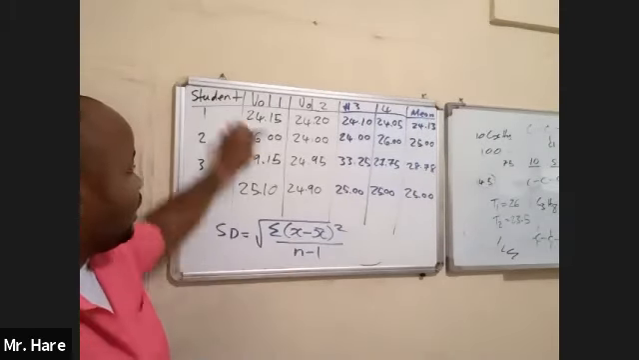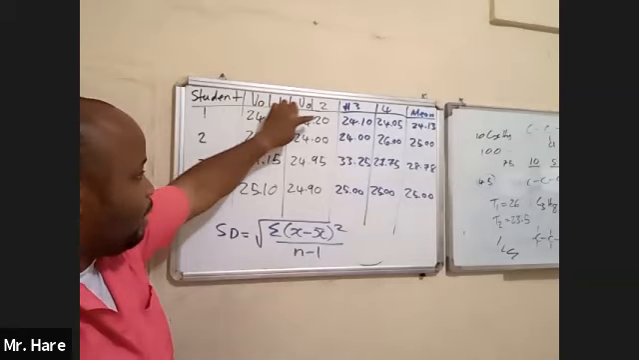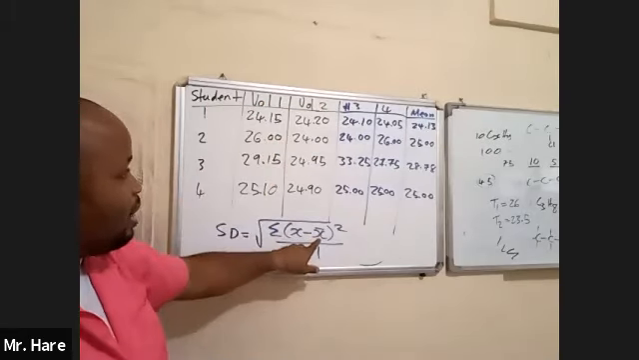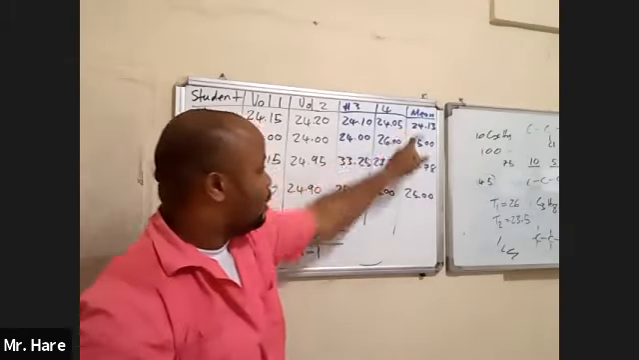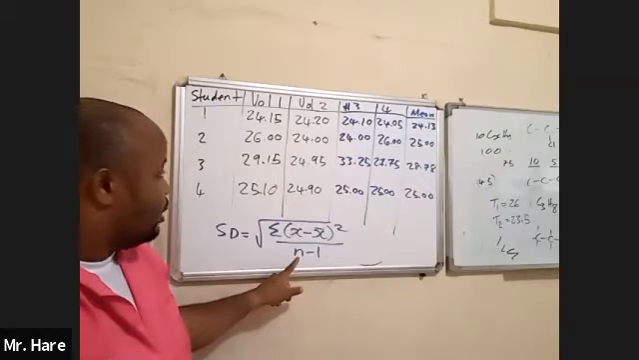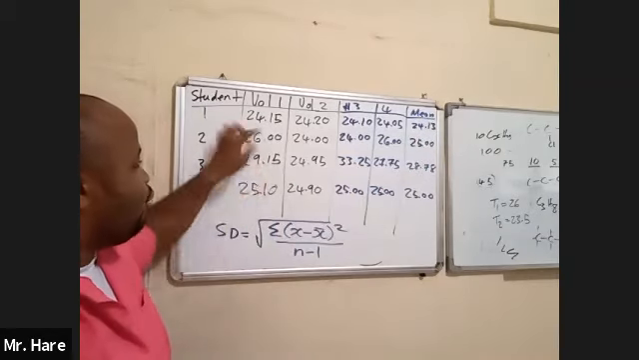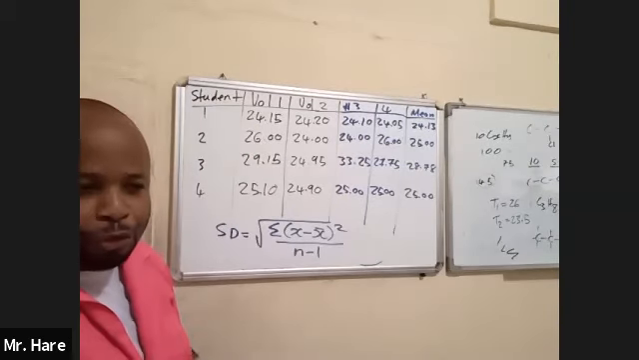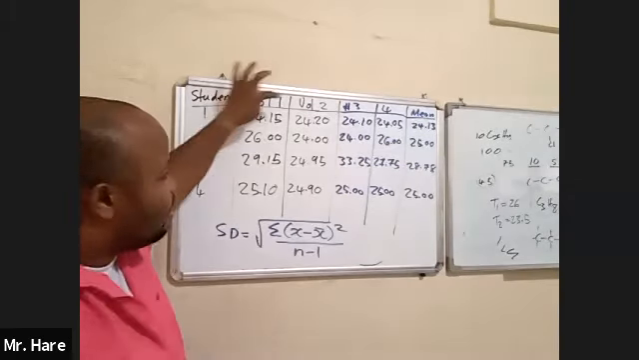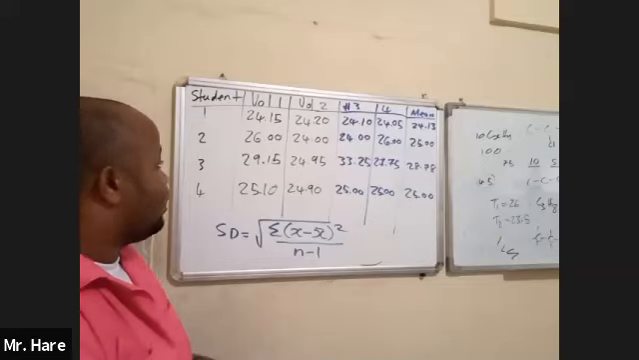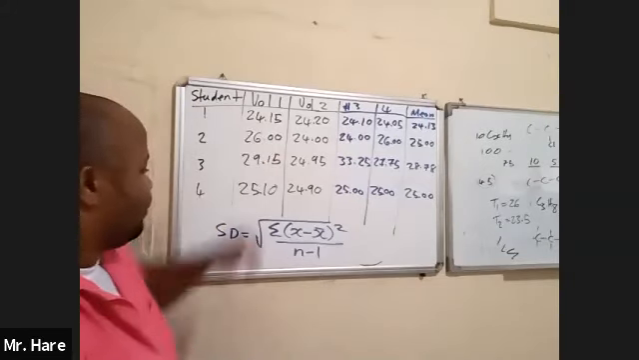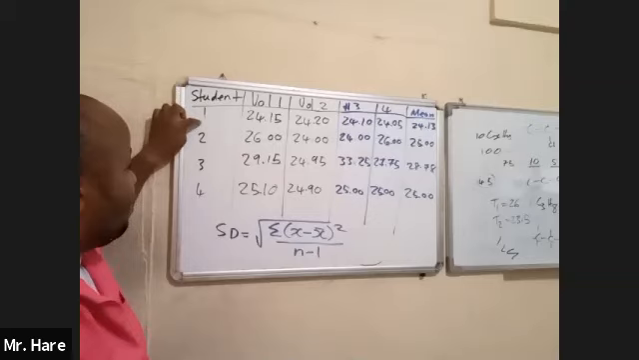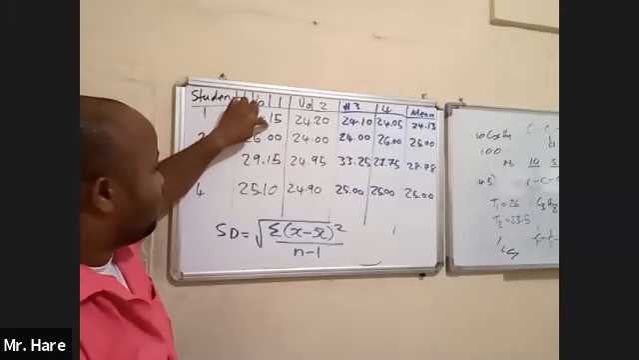So X is the individual data points. X bar, that's the mean. N is the number of data or the number of trials. So 1, 2, 3, 4 trials. So N is 4. So let us work the first one. So for student 1, it's 24.15.